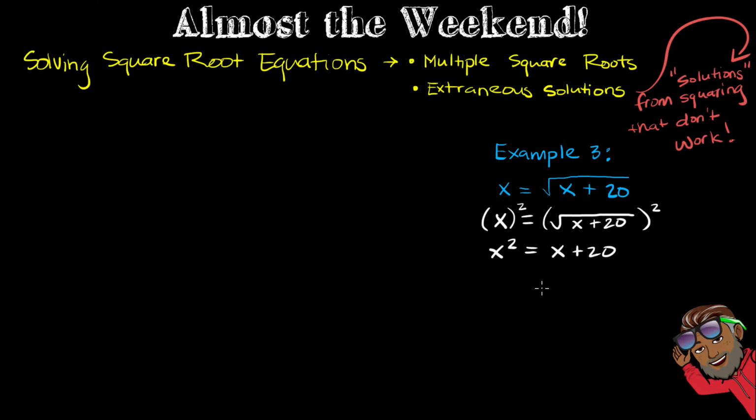Now, once I have an x squared, this right here is not a linear equation, but a quadratic, so I want to get everything to one side. I'm going to subtract the x from both sides. Nowhere to subtract it, so I'm just going to throw it up there. Subtract the 20 from both sides. Nowhere to subtract it, so I'm just going to throw it up there.